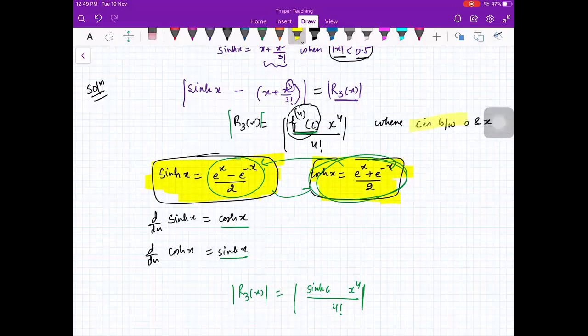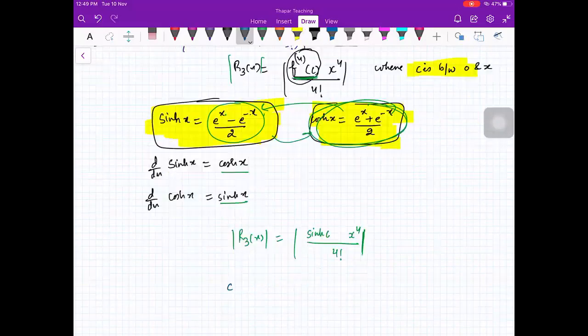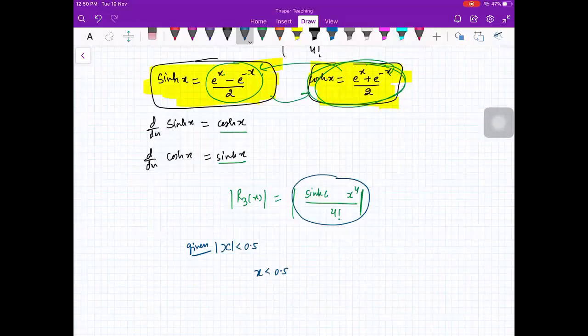What is the information about c? You know that c is between 0 and x. Okay, clear? So c is between 0 and x, and it is given that mod x is less than 0.5. We have to compute this quantity. So mod x is less than 0.5, it means that c is less than 0.5 and greater than 0. This is the information I have.